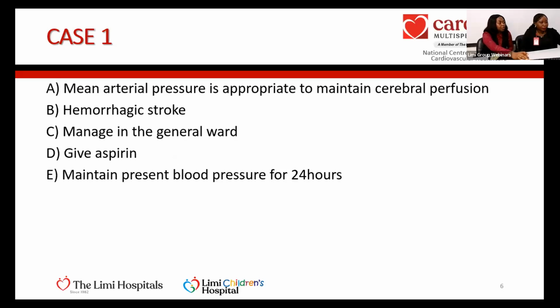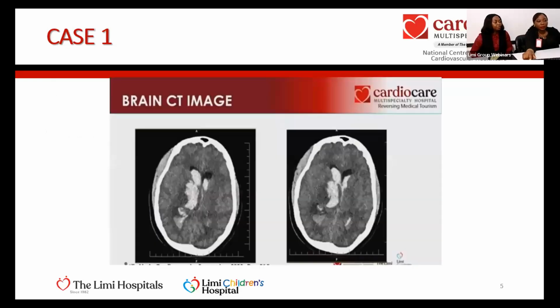Then, is this a case of hemorrhagic stroke? Then the third option, she should be managed in the general ward. Then D, she should be given aspirin. And then the final one, we can maintain the present blood pressure for 24 hours. So which is the correct answer? We can leave our answers in the Q&A box. I'm sorry, just to draw attention to the brain CT. This is the brain CT of the case that was discussed.